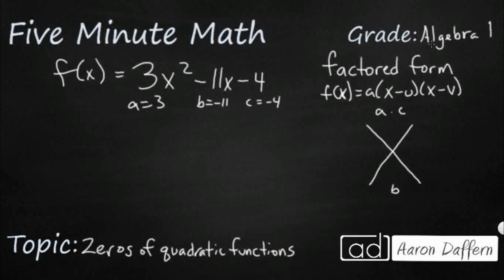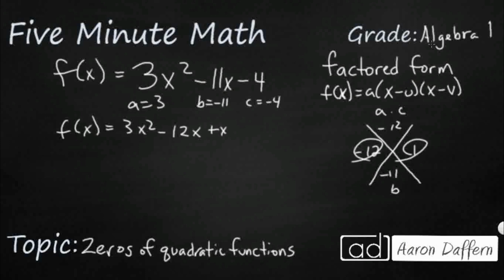So with our next example here, if we multiply a times c, you're going to get -12. And then if we just take our b, it's -11. So we can get there if we multiply -12 times 1, and we can get our -11 if we simply add those two. So let's rewrite this as 3x squared. Take that -11x, we're going to change that into a -12x plus x, using these two right here. And now we're simply trying to factor out.